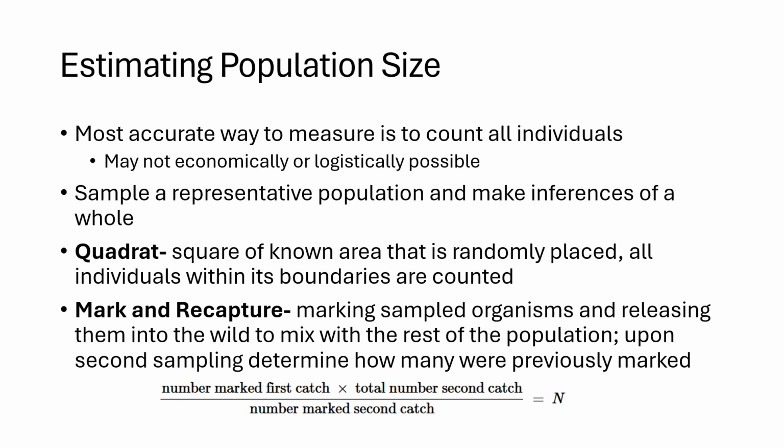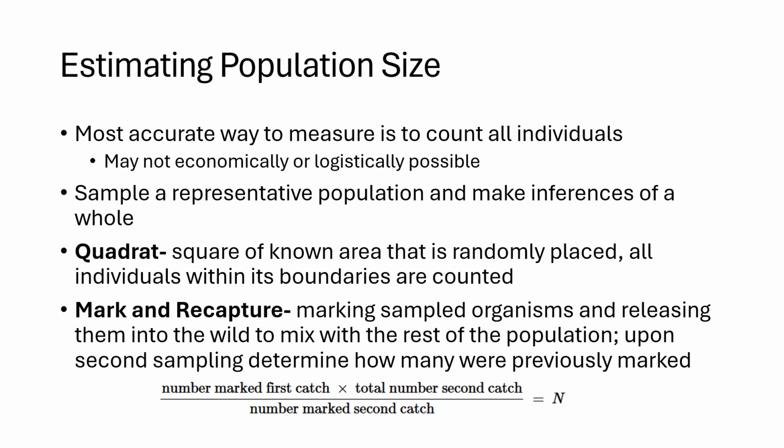So a quadrat is a square of known area, usually made out of metal or wood or plastic. You place it sort of randomly, and then you count all the stuff within that boundaries. And so this works really well for non-motile sort of plants, small stuff, etc. But you can do this on a larger scale with other animals as well.